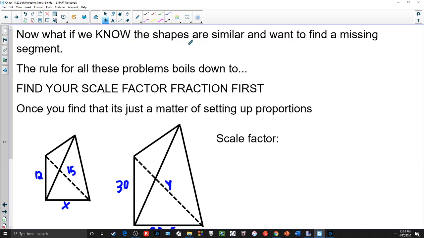So how do we use this fact to solve for different segments? Well, the main thing here is when you have two similar shapes and you want to solve for a missing segment, you have to find your scale factor first. That's going to be the key to solving all your problems.